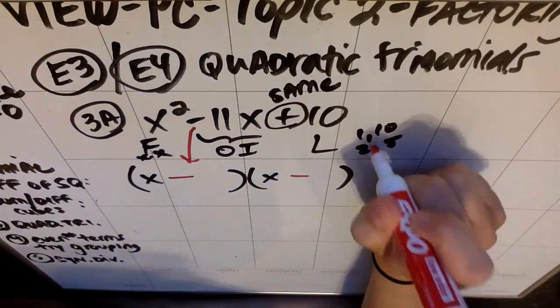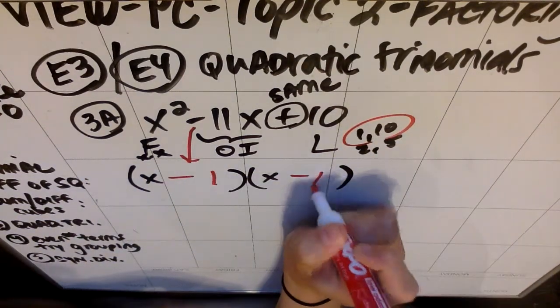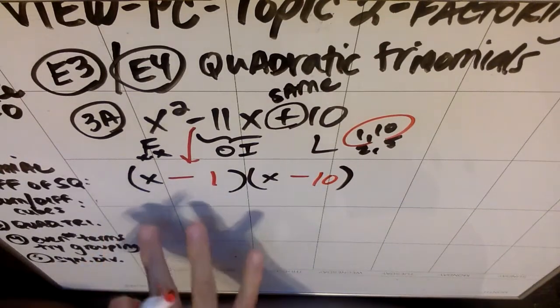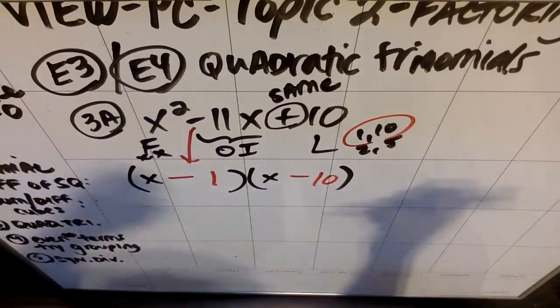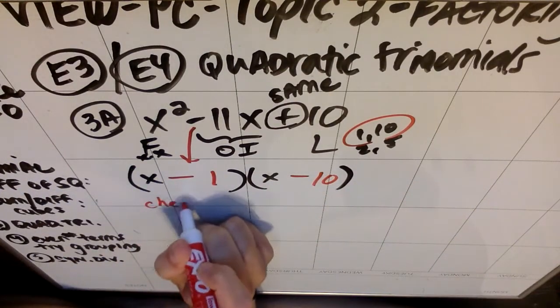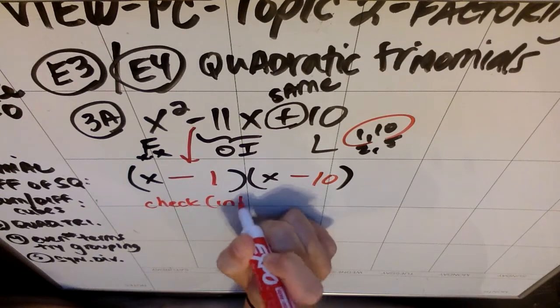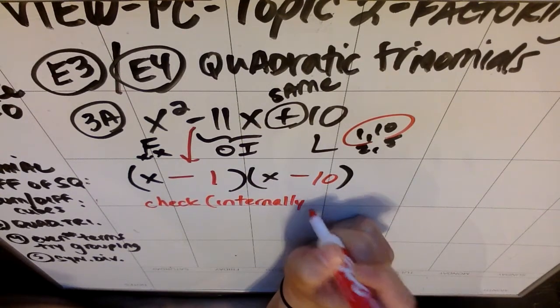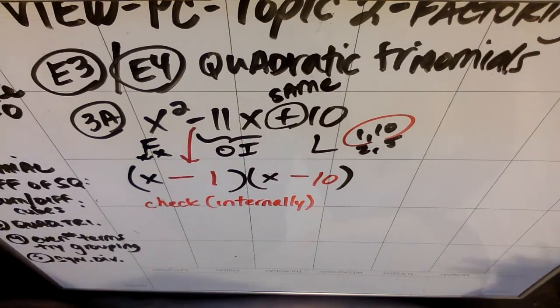So I try, what if I use the 1 and the 10? It doesn't matter which one I put in which set of parentheses because multiplication is commutative, so x minus 10 in front of x minus 1 would be the same. So I get this as my guess answer, and then I should always check. It can be something that you do internally in your head, right? But it's something you should do because you'd be surprised the number of times that we accidentally factor wrong.